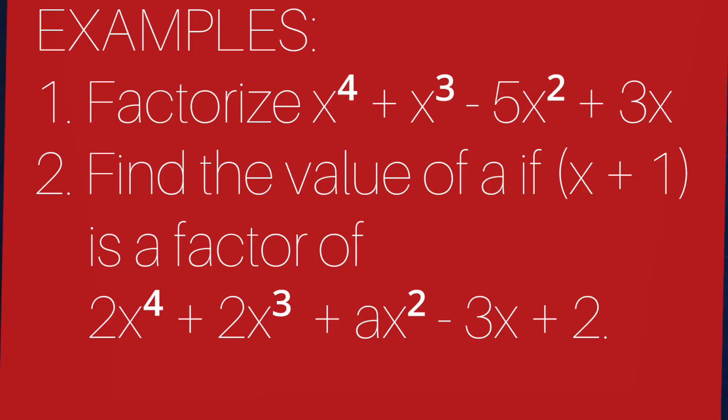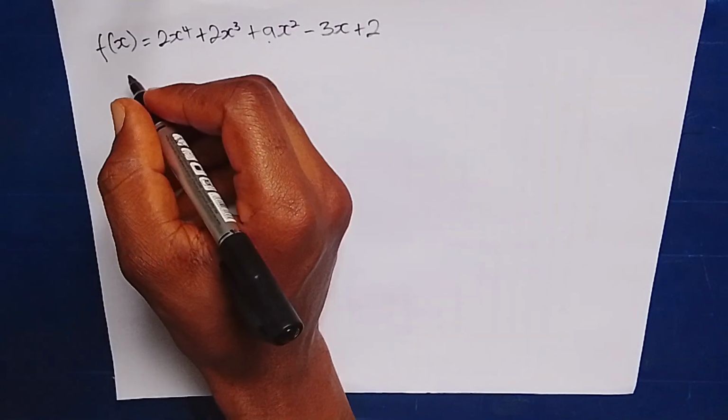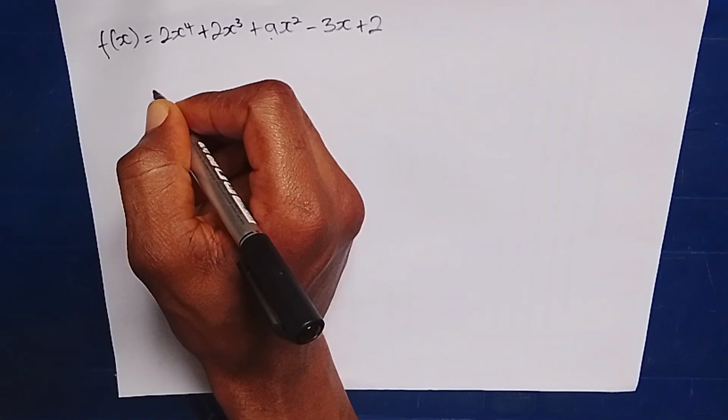So in the second example, we are given a factor, which is x plus 1. And then we are given f of x, which is equal to 2x raised to the power 4 plus 2x cubed plus ax squared minus 3x plus 2. And the instruction is to find the value of a if x plus 1 is a factor.